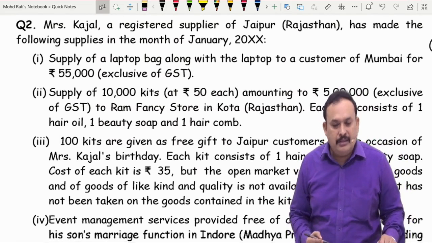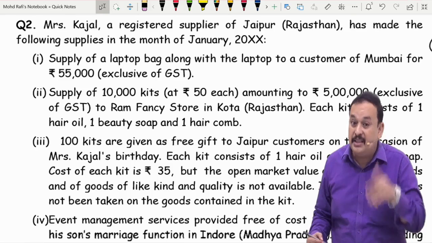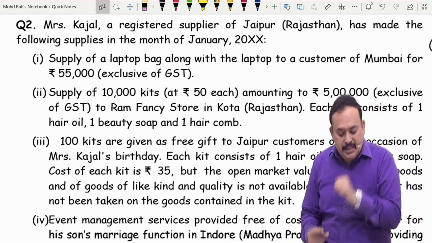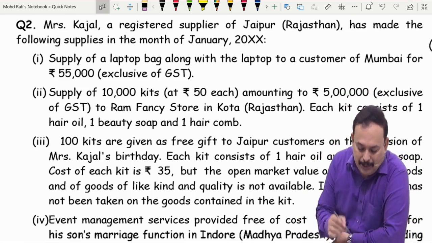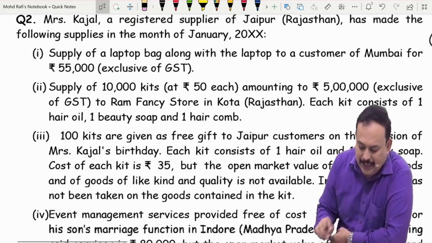She is from where? Jaipur, Rajasthan. It needs to be understood whether it is CGST, SGST or IGST, that is, intrastate or interstate. First case, supply of laptops.